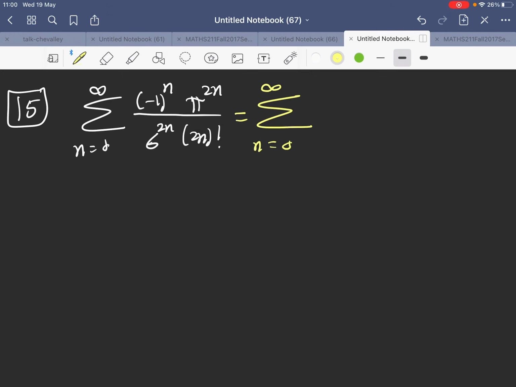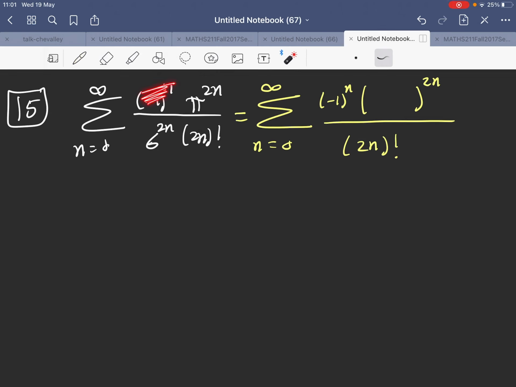But in order to know its cosine of what, we need to write it down into the same format for the cosine. The cosine looks something like this. Alternating, even power, even factorial. Now, this is alternating. This is even factorial. What do you think we should write here inside the bracket? Yes, exactly. It is pi over 6.